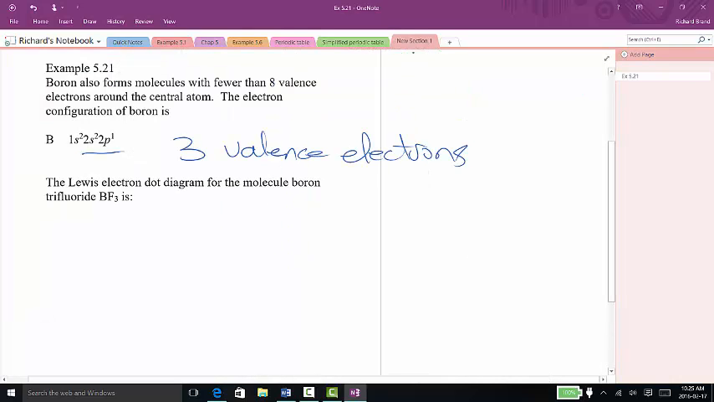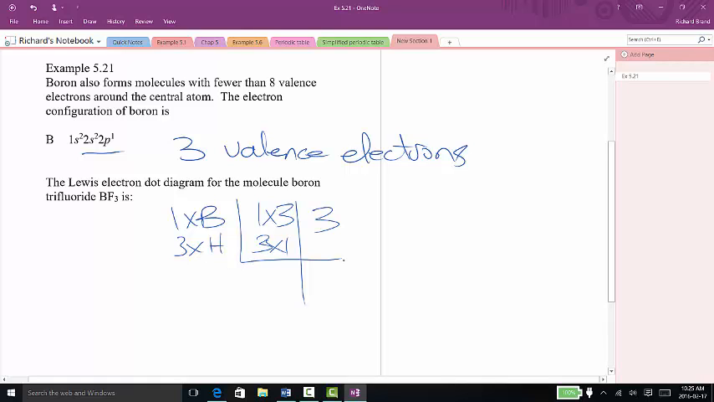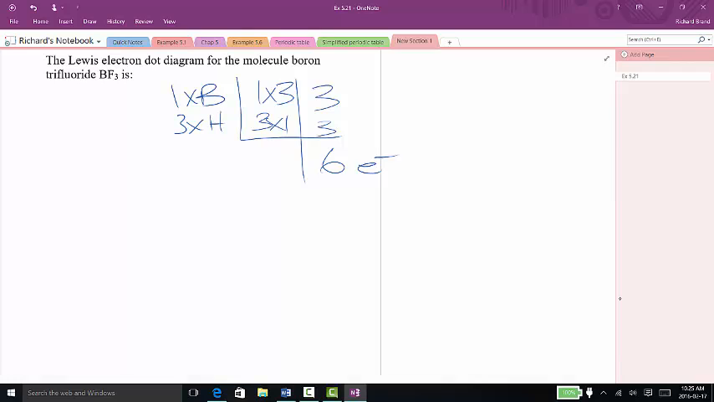If I'm going to draw a Lewis electron dot diagram for boron trihydride, I have to do a tally of how many valence electrons are available. In this covalently bonded molecule, we have 1 boron. We have 3 hydrogen atoms. Each boron brings 3 valence electrons. Each hydrogen atom brings 1, but there's 3 of them. So boron brings 3, and each hydrogen brings 1, but there's 3 of them. That's a total of, well, 3 and 3 is 6. 6 valence electrons.